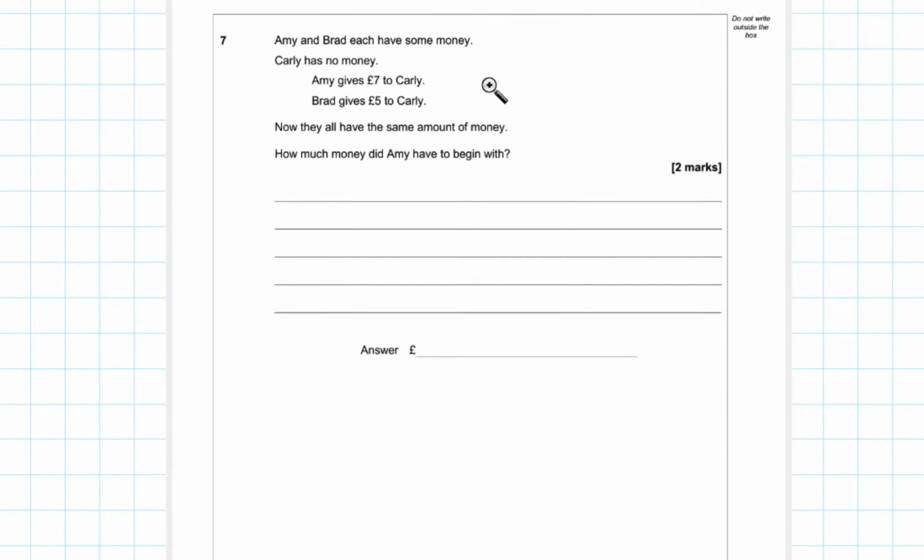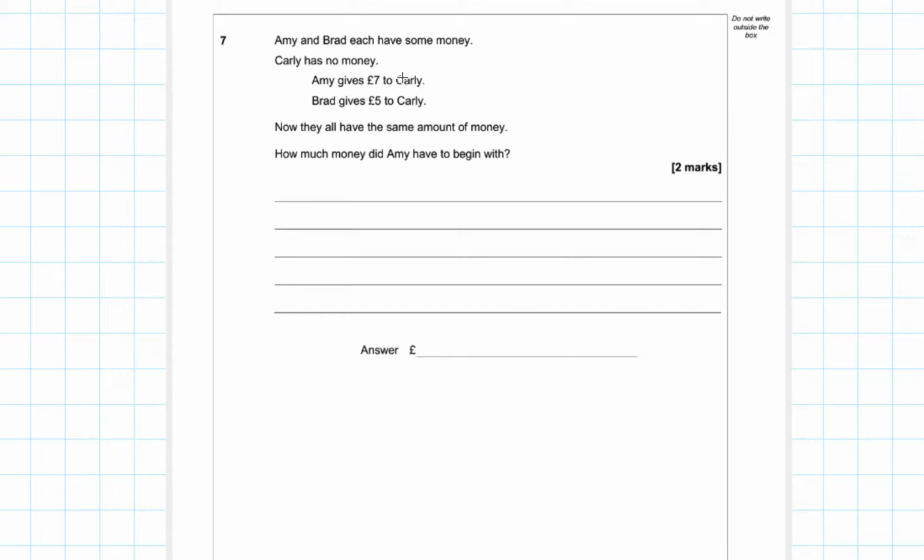Okay, question 7. Amy and Brad each have some money. Amy gives £7 to Carly. Brad gives £5 to Carly. Now they all have the same amount of money. How much money did Amy have to begin with? So Amy and Brad each have some money. Carly has no money. Now they all have the same amount of money.